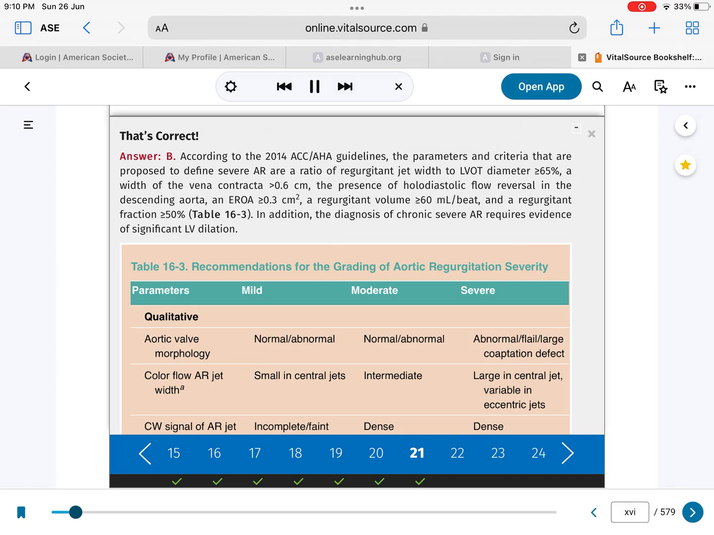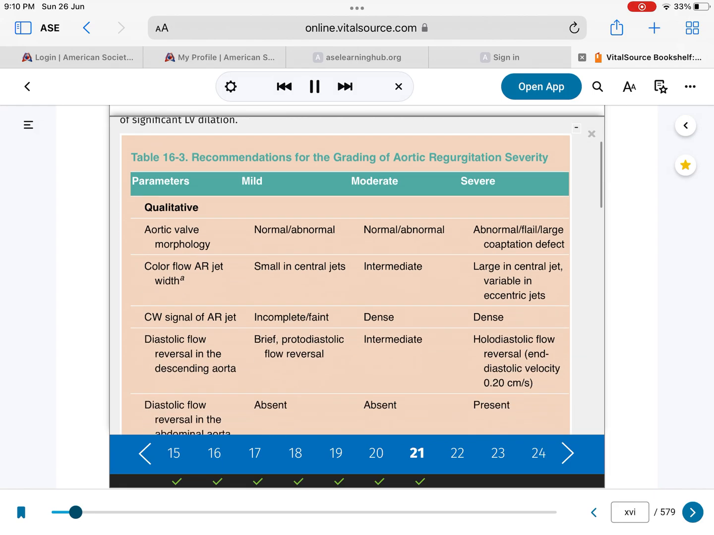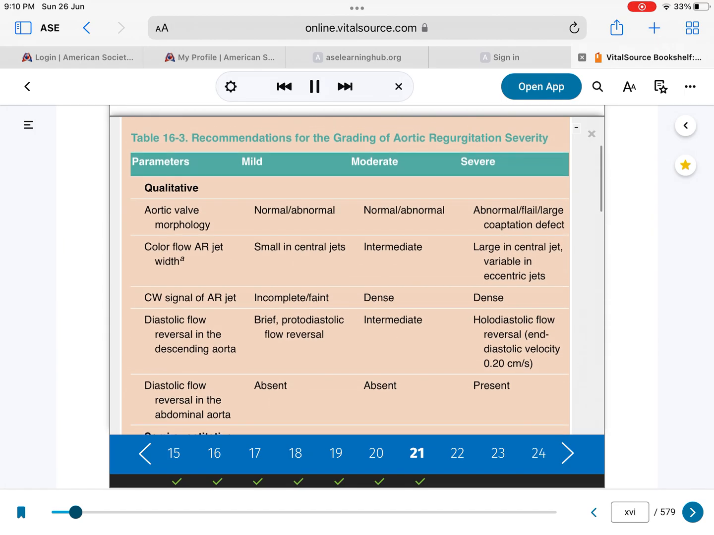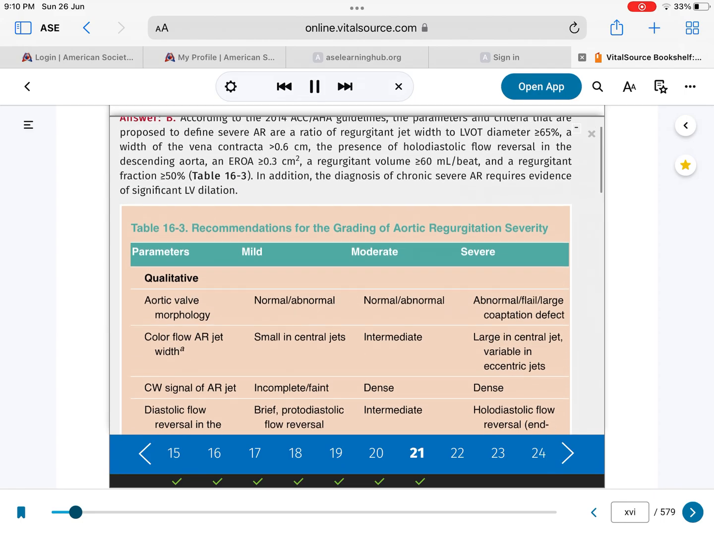Figure 16-9 A-C. Videos 16.6 to 16.9. Figure 16.9 Panels A and B. Assessment of effective regurgitant orifice area, EROA, by the PISA method. Panel C. Pulsed wave Doppler image of blood flow in the descending aorta.